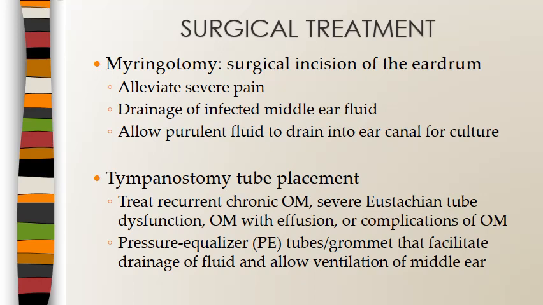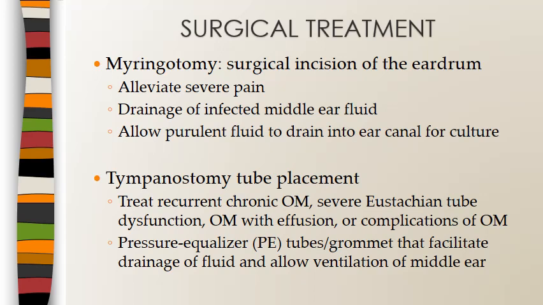There is also surgical treatment in children who have chronic otitis media. What they do is a myringotomy, or they make a surgical incision on the eardrum. This is to alleviate severe pain, drain any infected middle ear fluid, and to allow purulent fluid to drain into the ear canal. And you can also culture any fluid that drains into the ear canal.